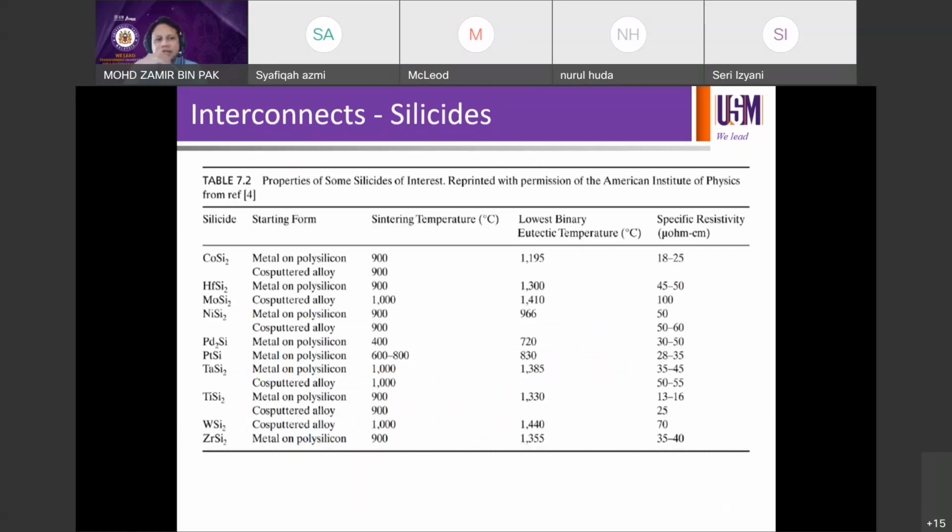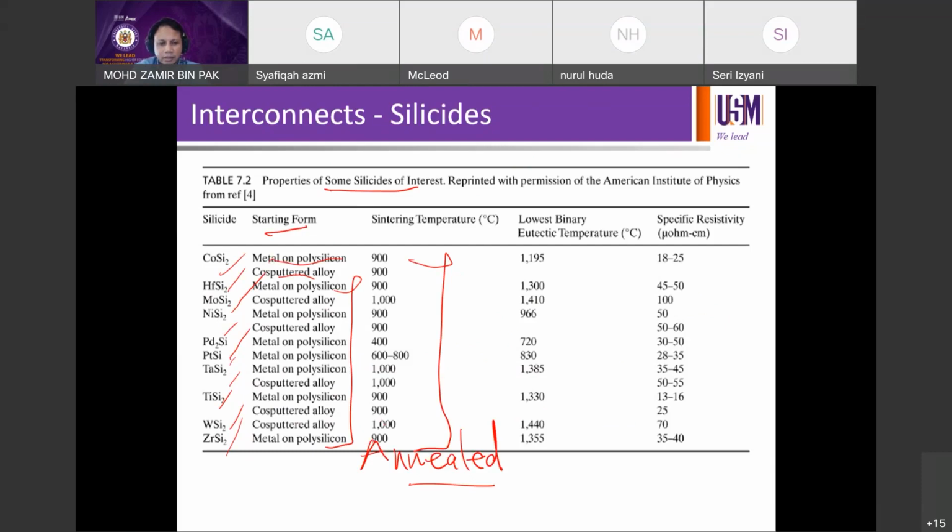The examples of silicides, there are many choices. You can use some silicide of interest. You can use cobalt disilicide, hafnium, molybdenum, nickel, palladium, platinum, tantalum, titanium, tungsten, zirconium. So many choices. This one is the configurations: metal and polysilicon, co-sputtered alloy, and so on, and the temperature that they need to be sintered. Sintered means like anneal. When you deposit, then you have to treat at that temperature. We call it sintered, and in some other cases we call it anneal, which is also fine.